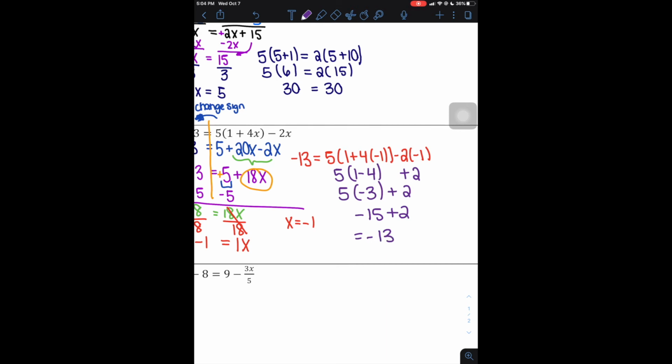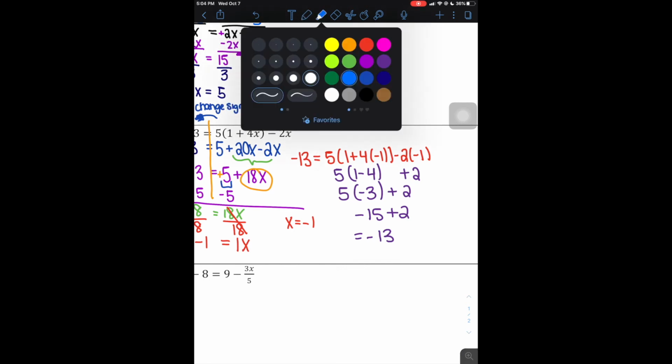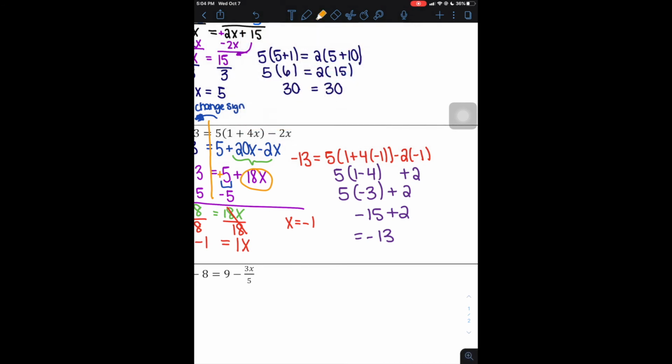And sorry I stopped talking. First I multiply 4 times negative 1. Just gonna highlight it through as I go. I did 4 times negative 1 here. That's how I got the negative 4.